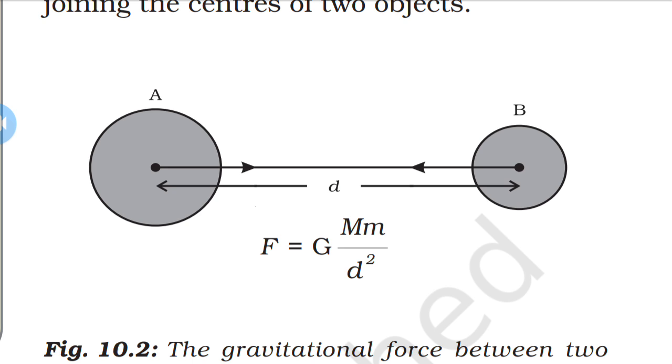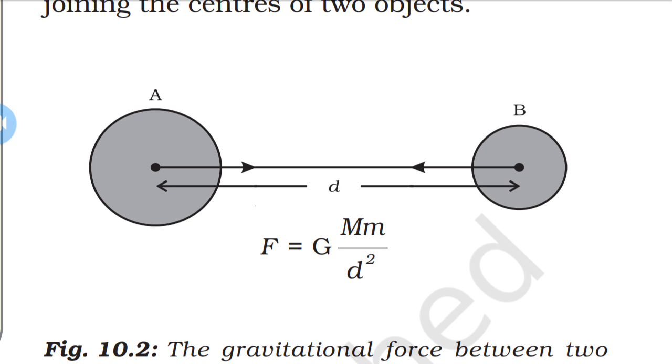Okay, the second object is an apple, and its mass is small m. The distance D is the distance from the center of the Earth to the center of the apple. As shown in the figure, there is a force of attraction between the apple and the Earth. Let this force be capital F.